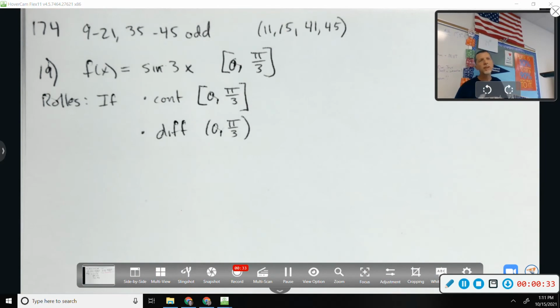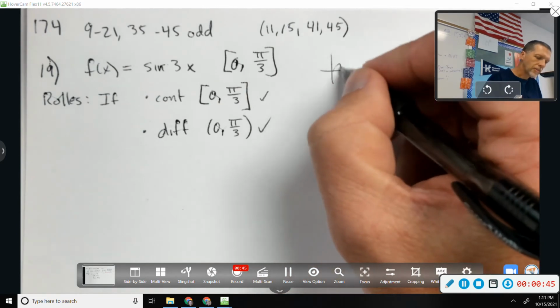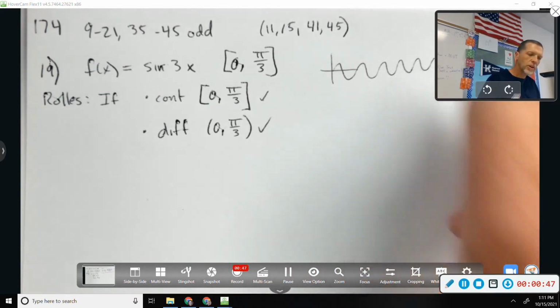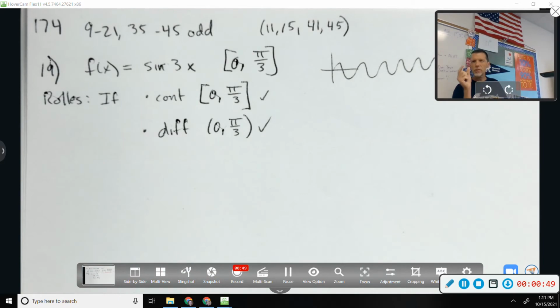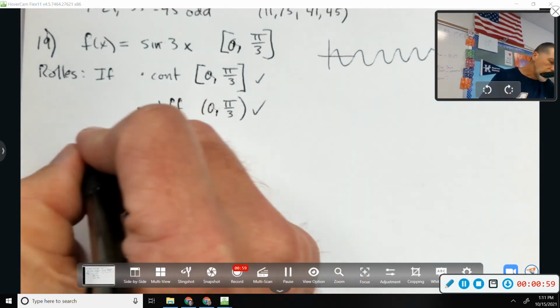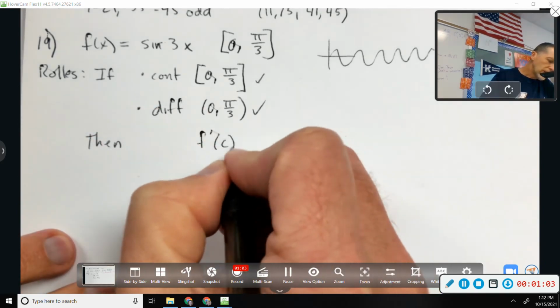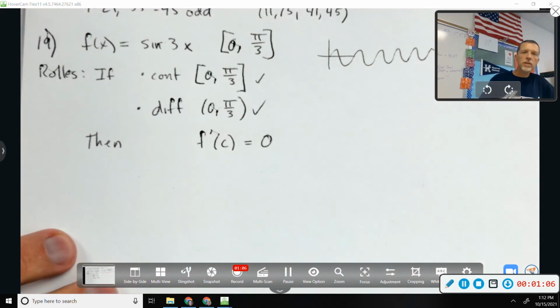So what do we think? Sine of 3x, is that continuous and differentiable between 0 and pi over 3? Yeah, because it's continuous and differentiable everywhere, because I know what the graph of sine looks like. The 3x changes the period, if you remember that, but there's no asymptotes, holes, anything crazy. So it's continuous and differentiable. So the then is that the derivative somewhere equals 0.